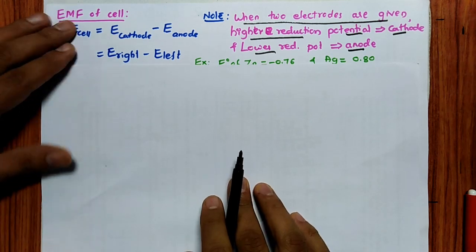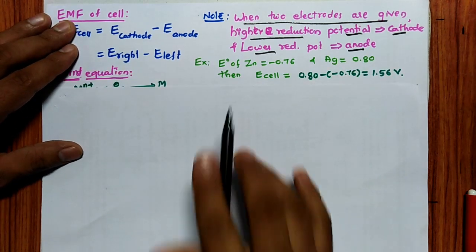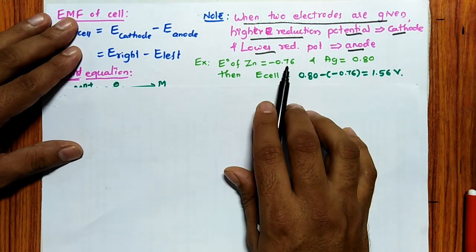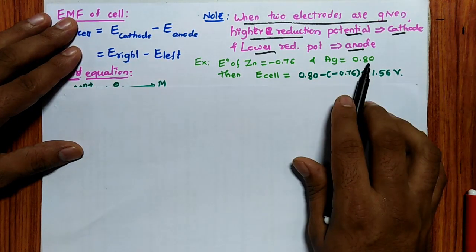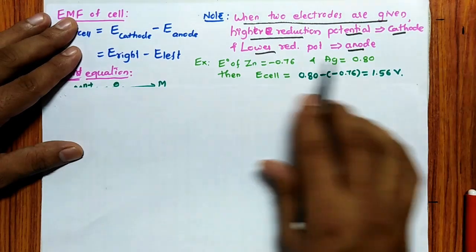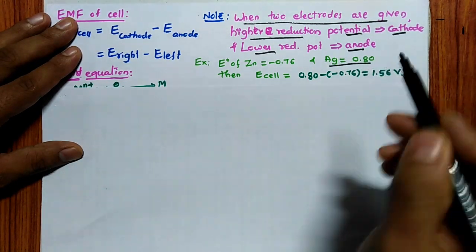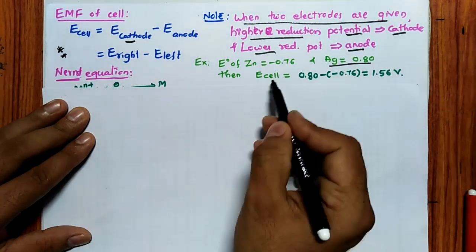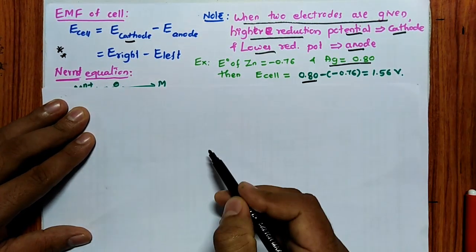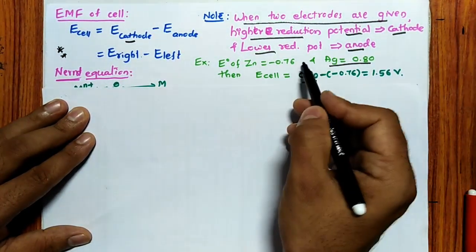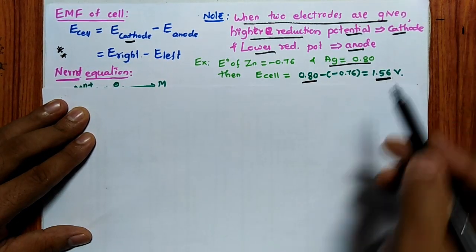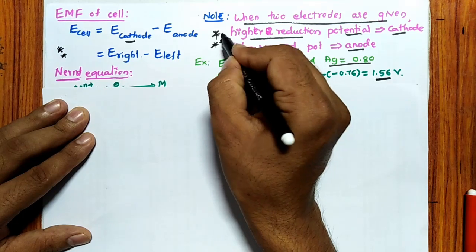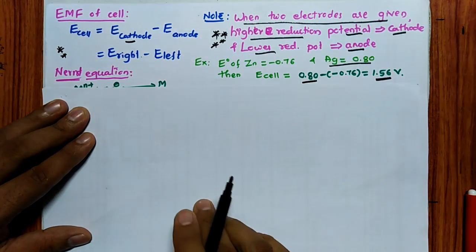So for example, in this case, E naught of zinc is given, silver is given. E naught of zinc is minus 0.76, Ag is 0.80. Which one is higher? Ag. Correct? So Ag is higher, hence I will take that as cathode. Cathode 0.80 I have written. Minus of minus 0.76, so we will get the answer like this. Very important part for your CET or NEET or JEE preparation. Remember, in electrochemistry, this part.